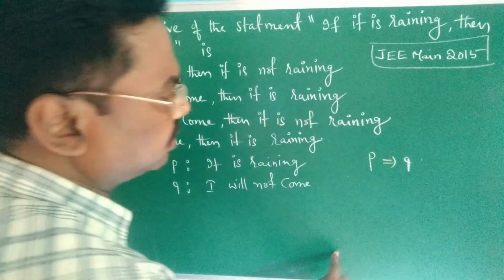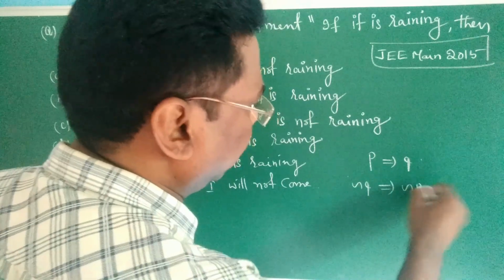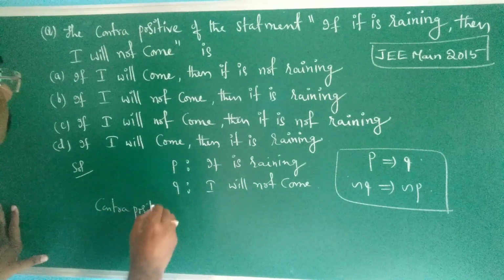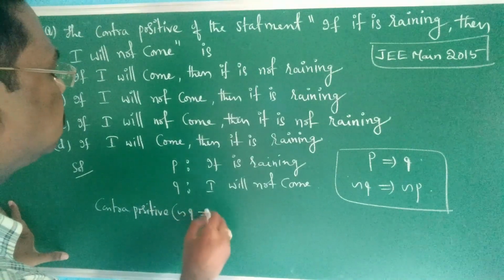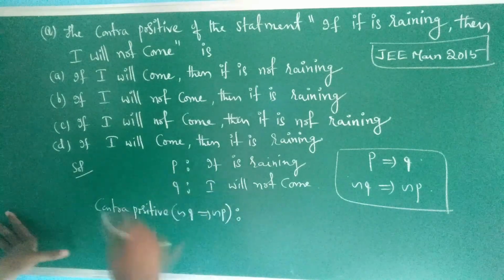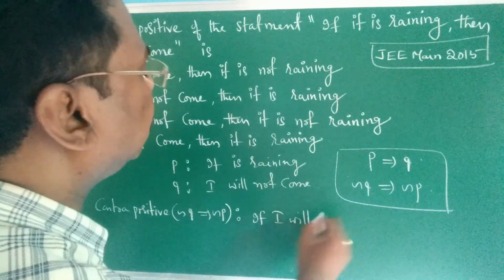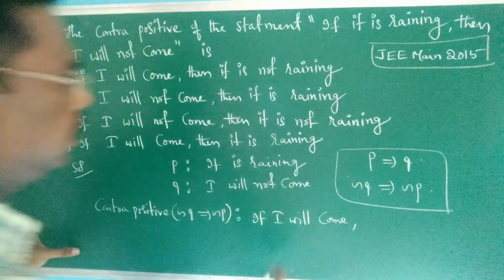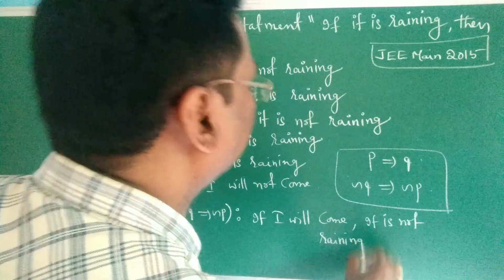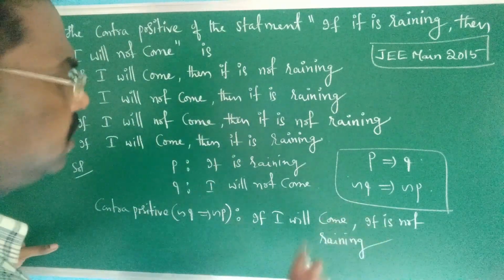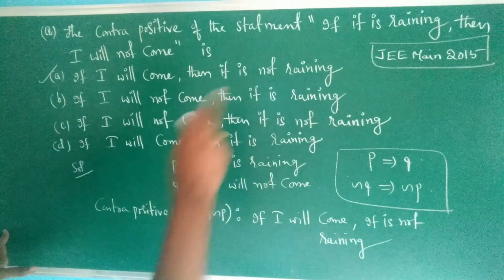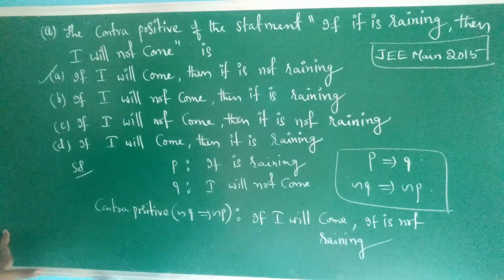Then the contrapositive of the given statement is negation Q implies negation P. Okay, negation Q: here, I will come. If I will come, then it is not raining. Okay, if I will come, then it is not raining. Okay, now here, option one is the correct one.